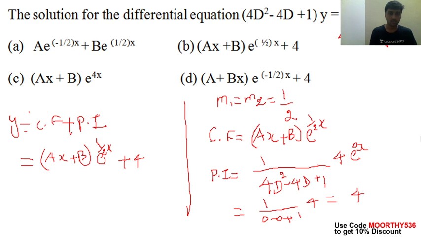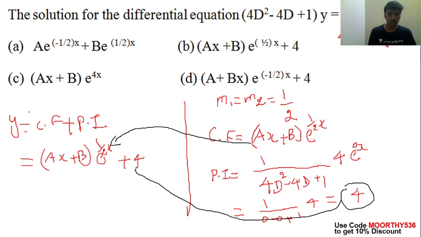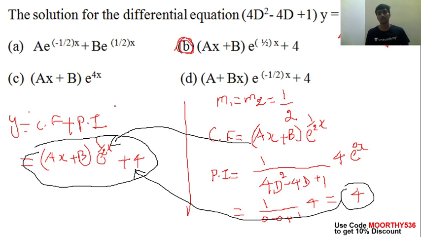From this equation, CF is equal to this value and the particular integral is equal to plus 4. So when you add these two values, the correct option is B. Coming to the options, option B is the correct answer for the given question: (Ax + B) into e power (1/2)x plus 4.